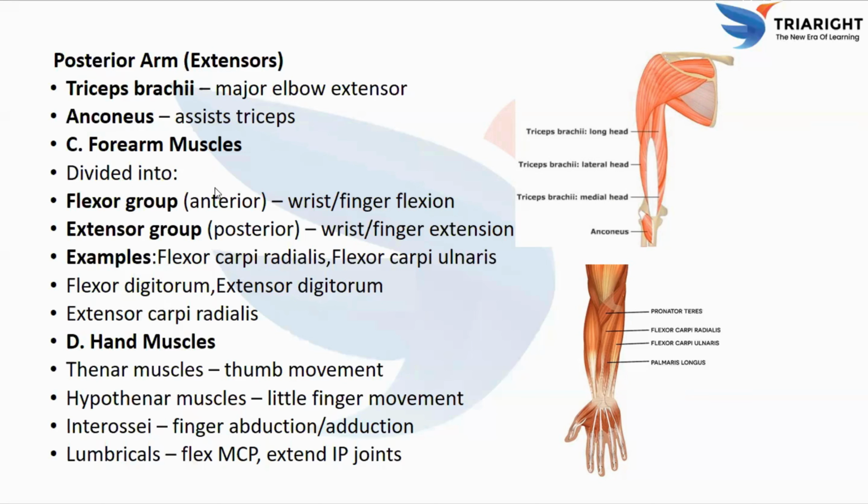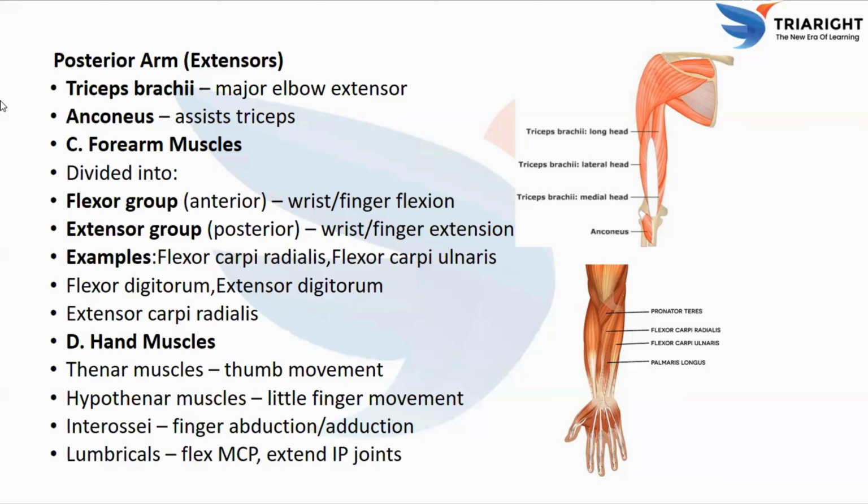Okay. And next is anconeus. The anconeus muscle is a small muscle near the elbow. You can find it near the elbow. So what does it do? It assists the triceps in elbow extension. It also stabilizes the elbow joint.